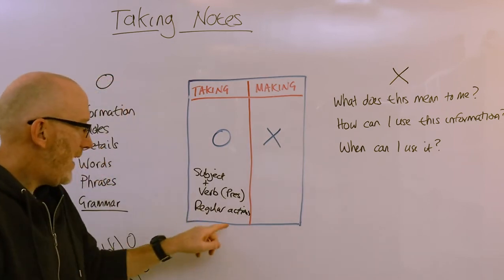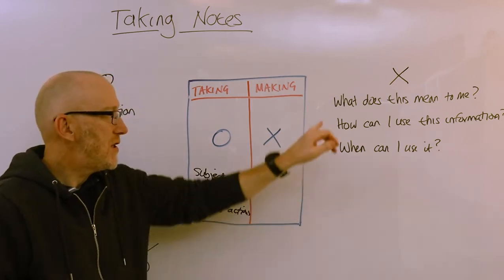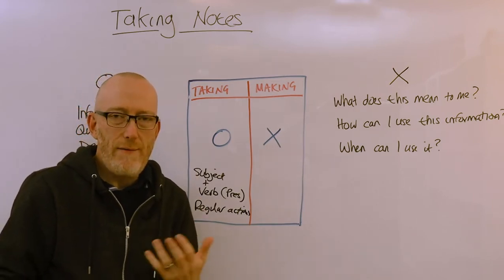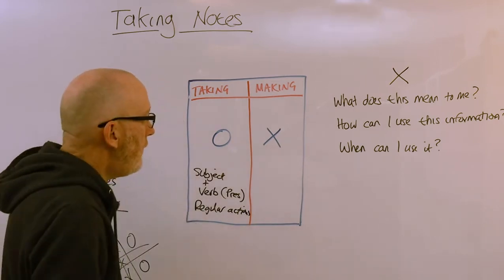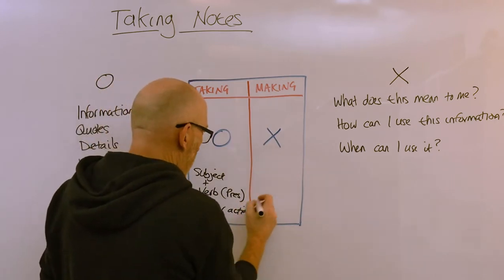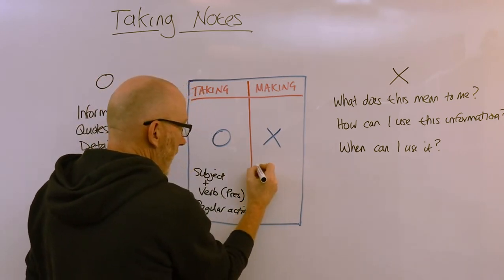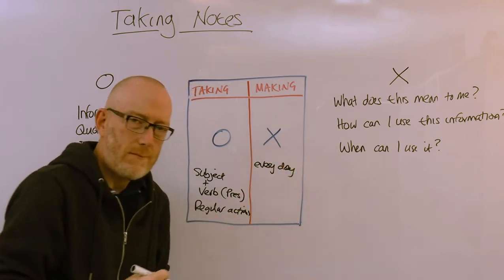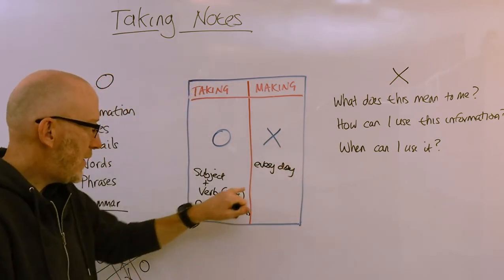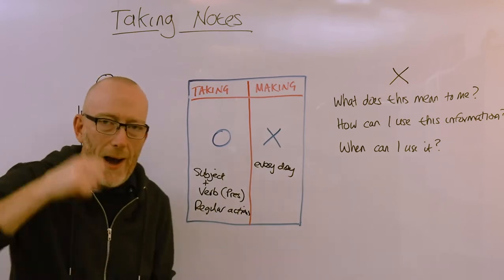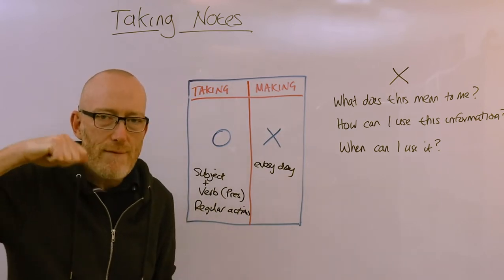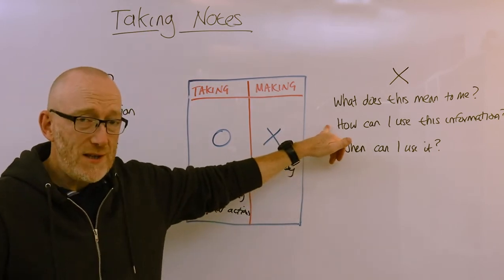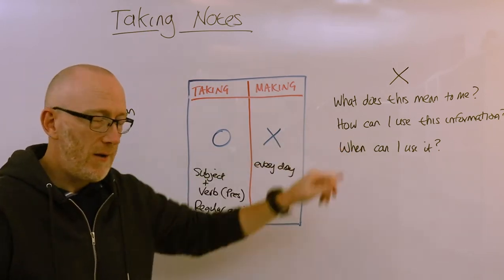Now, what does this mean to you precisely? Well, regular actions, you might understand regular actions. So what does this mean to me? A regular action is something I do every day or every week. So over here on this side, you might write something like every day, to remind you of a regular action, something you do every day. For example, I brush my teeth every day. That's a regular action.